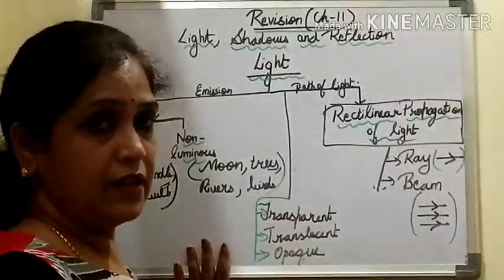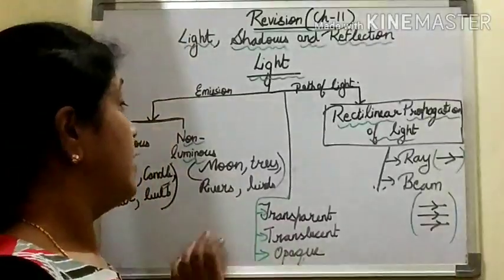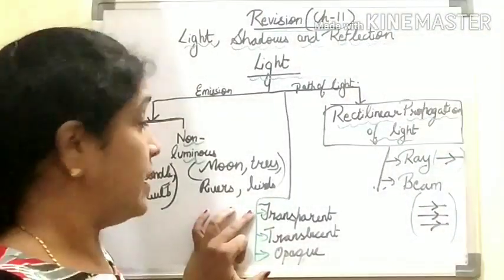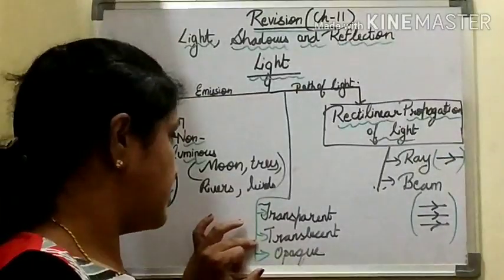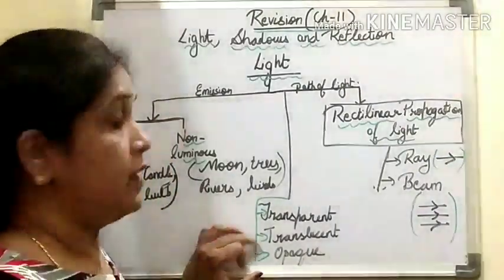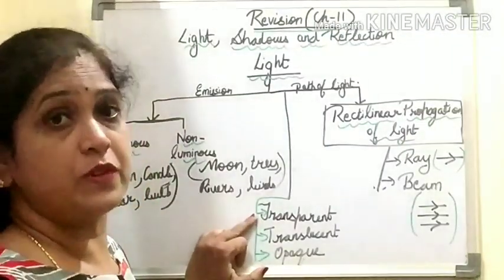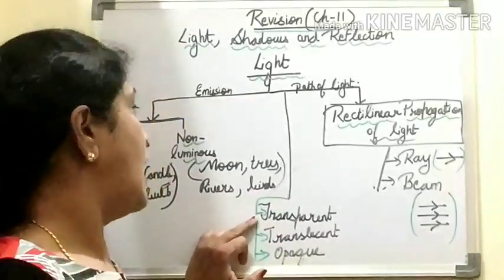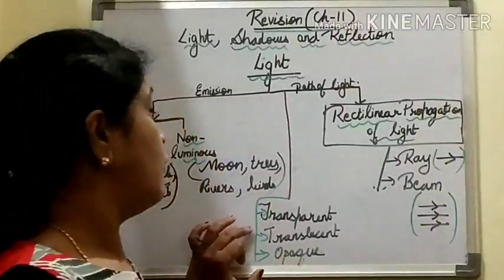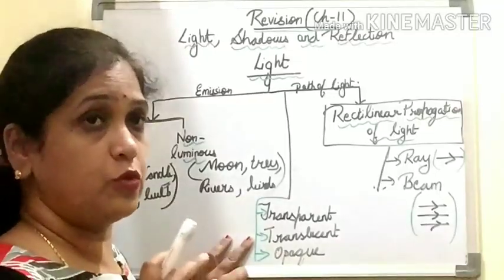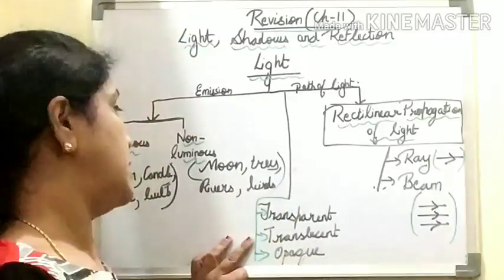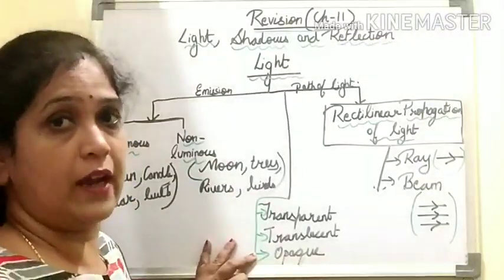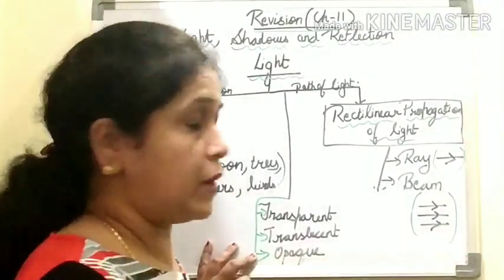So till here it is clear. Next, what topic is it? Yes, when light falls on objects, they can be categorized as transparent, translucent and opaque objects. What are transparent objects? Objects which allow light to pass through them are known as transparent objects. What are translucent objects? Objects which allow light partially to pass through them are known as translucent objects. And opaque objects do not allow light to pass through them.